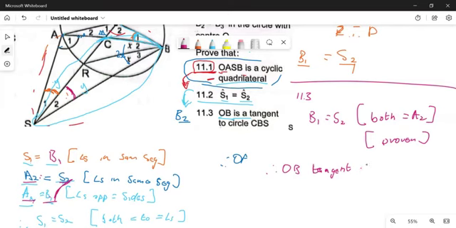What is our reason? How did we prove this? We proved this using the tan chord theorem again, but now we're going to say the converse of the tan chord theorem. Does it make sense then?